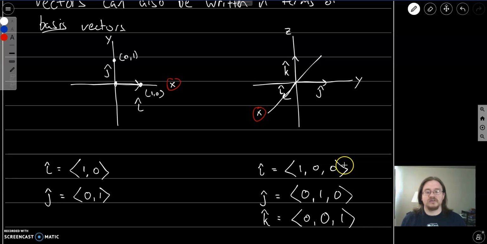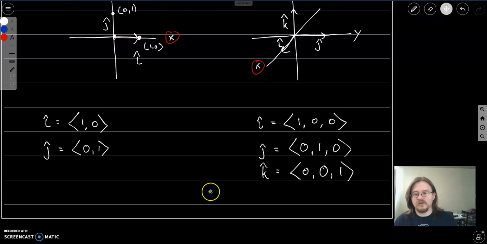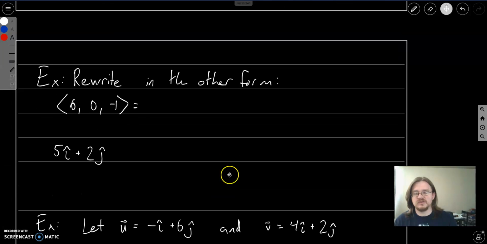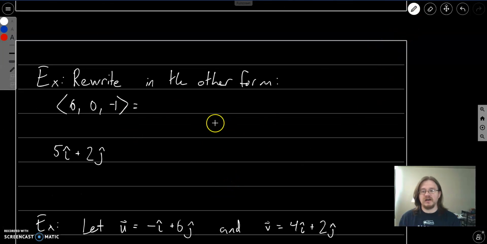And that's all there really is to it. So i is 1 in the x direction, j is 1 in the y direction, k is 1 in the z direction. And we can go back and forth between these two forms as well. So for instance, this vector points 6 in the x direction, it has no length in the y direction, and points -1 in the z direction, meaning it's going to point down instead of up.